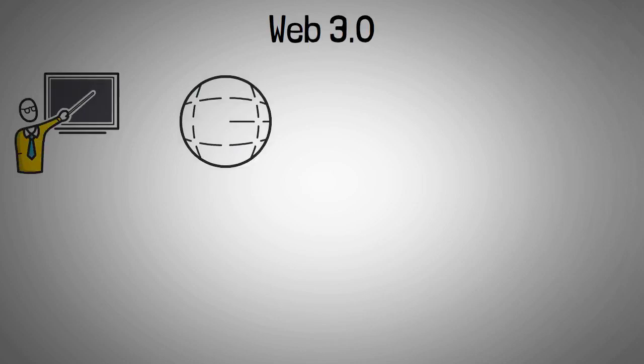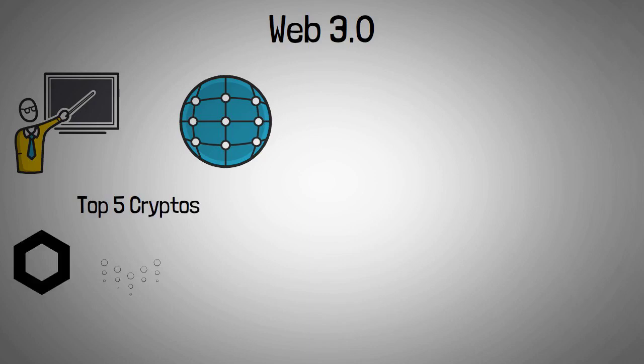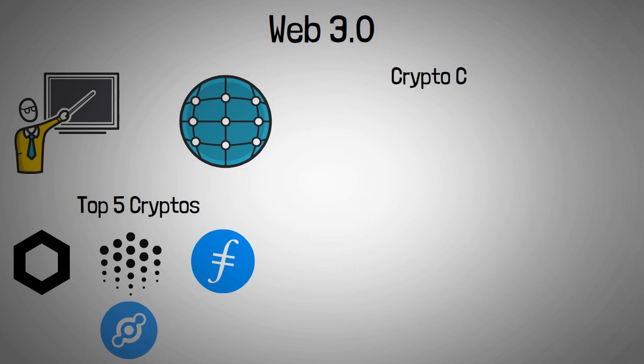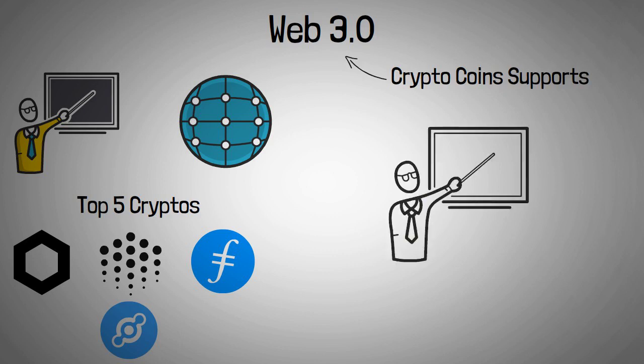Web 3.0 is a term used to describe the next generation of the Internet. The top 5 cryptos on the Web3 are Chainlink, Ocean Protocol, Filecoin, and Helium. Each of the above crypto coins supports the Web 3.0 ecosystem in different ways. Today we will be explaining these altcoins.